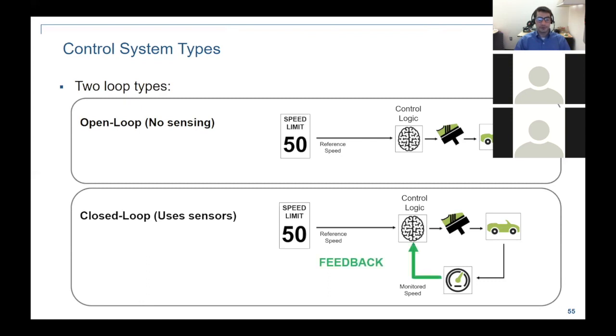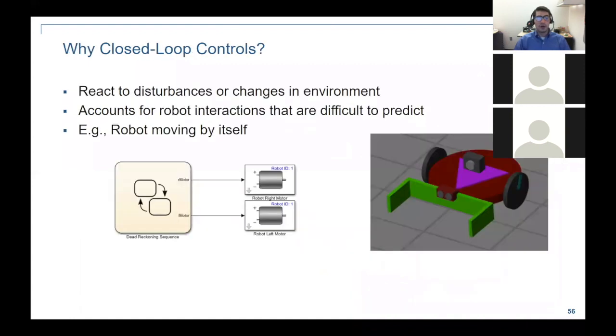Closed loop controls refer to a concept called feedback. And feedback basically means that your control algorithm or your control logic has some external information of the environment. This is why closed loop controls are also commonly referred to as feedback controls. And you might ask yourself, well, is this always necessary? Or why would I want to use closed loop controls? The reason is that you might want to react to disturbances or changes in the environment.